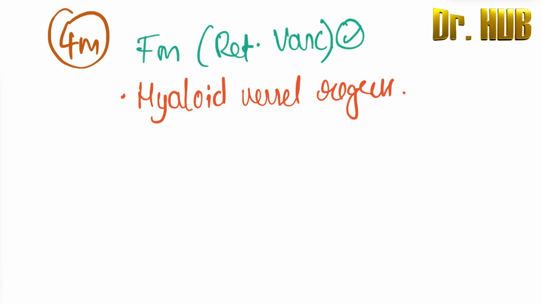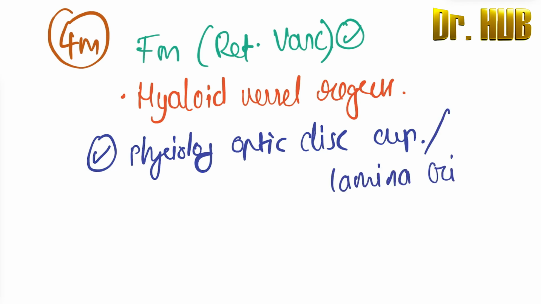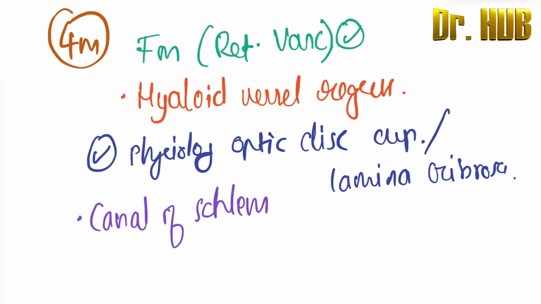There is a formation of the physiological optic disc cup and also the lamina cribrosa. Next, the canal of Schlemm appears, and the development of the Bowman's membrane is also seen.